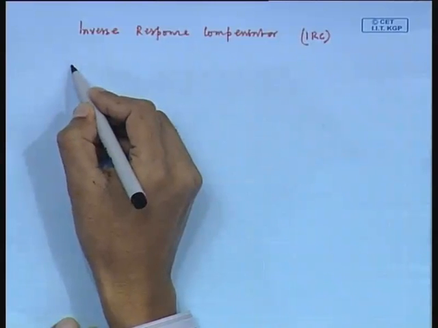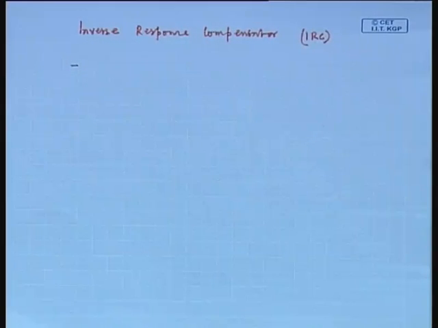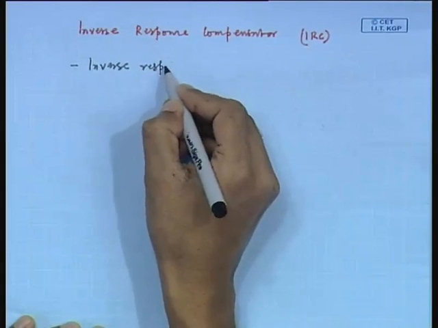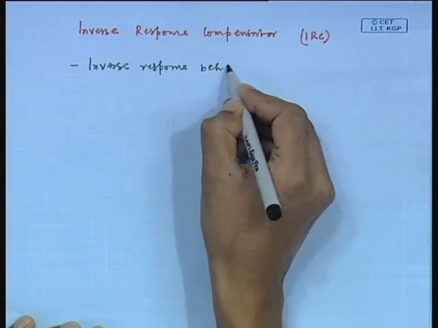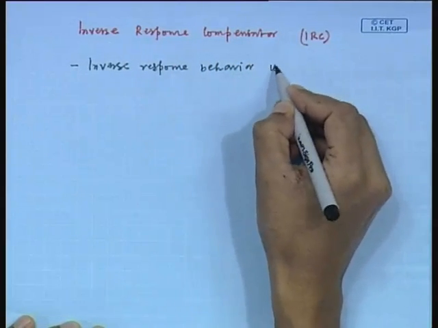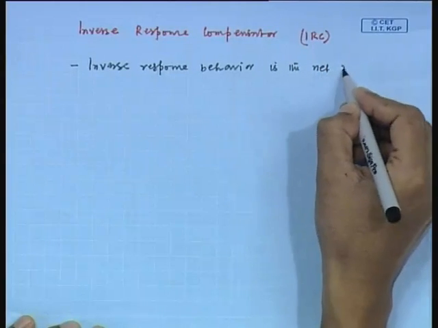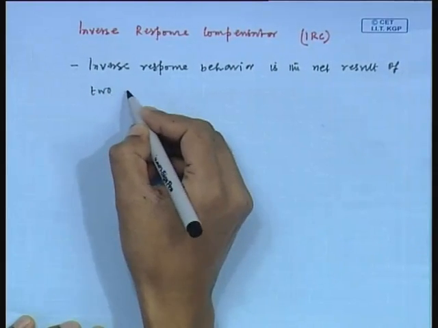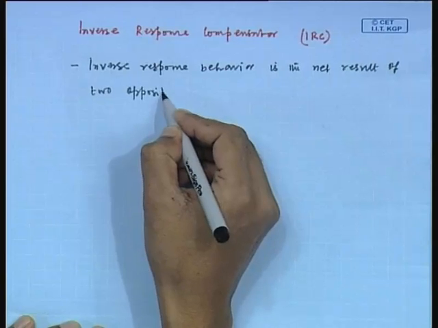Now, inverse response behavior we studied earlier. Inverse response behavior is the net result of two opposing effects.